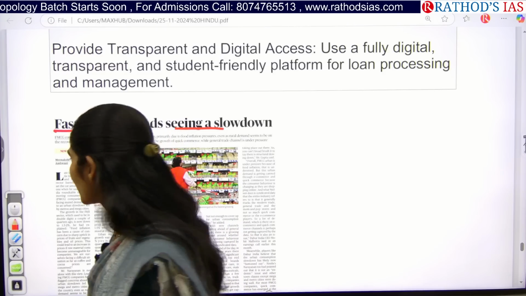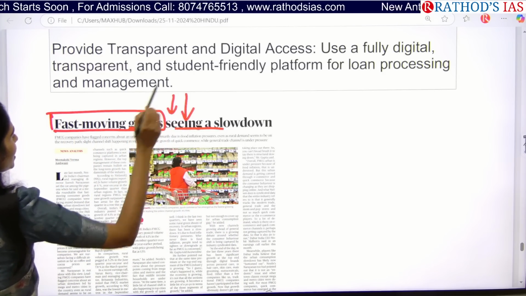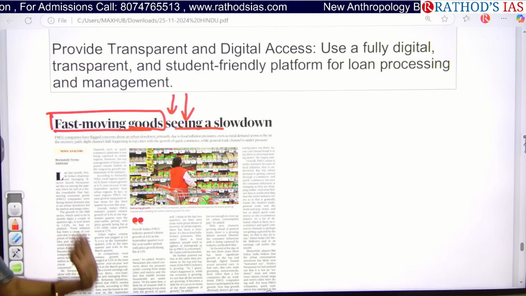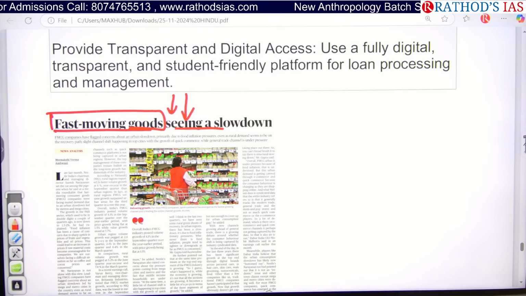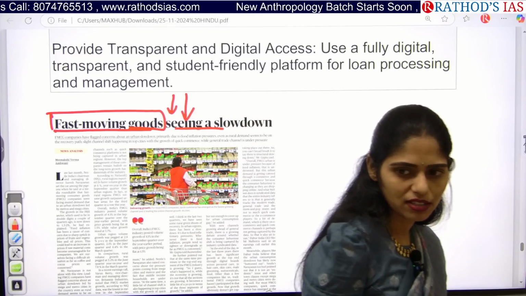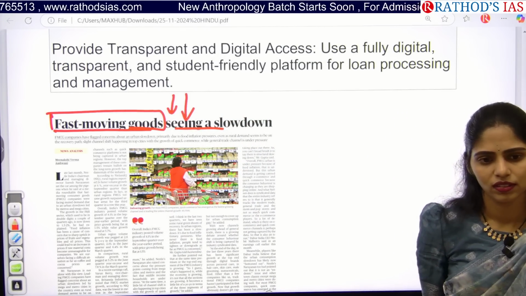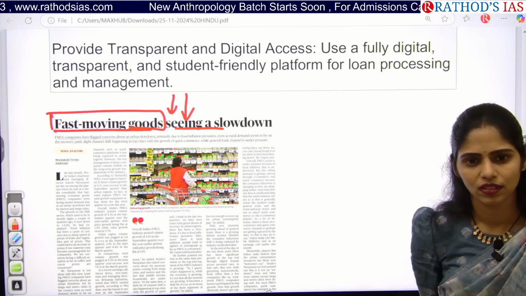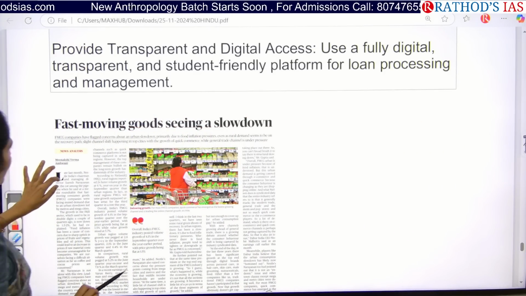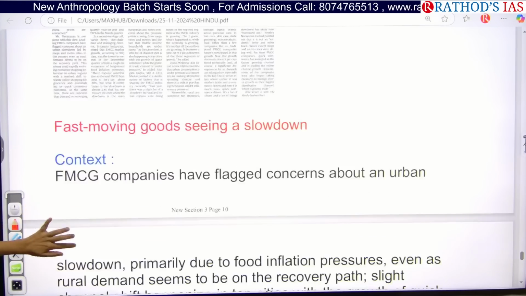Okay, less. So why is the slowdown of fast moving goods impacting our economy? Why should we think about this slowdown? What will be the impact on the economy? Will we have a positive impact or negative impact? Negative impact. Okay, first I will tell you the meaning of fast moving consumer goods, then later I will come back to my question.